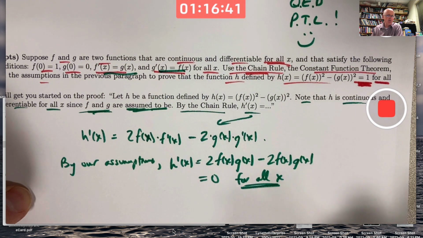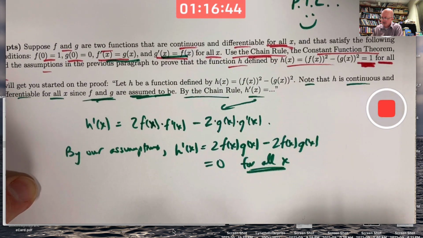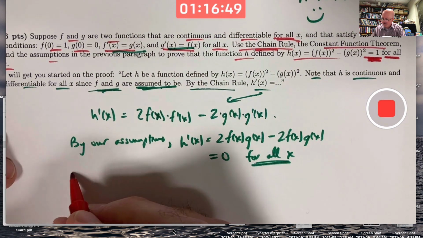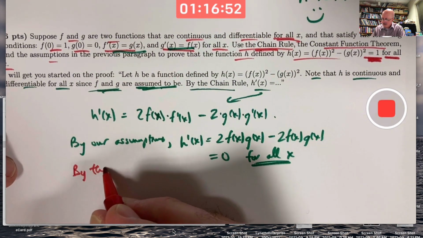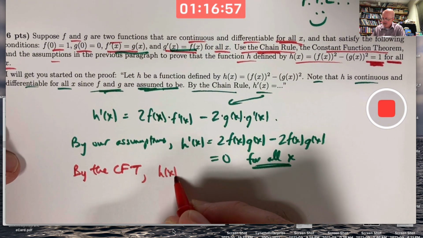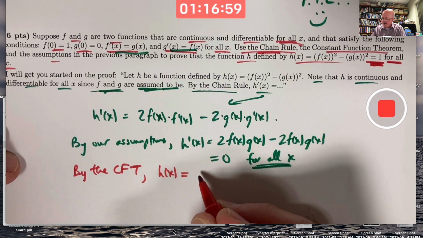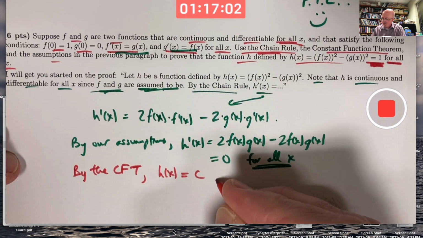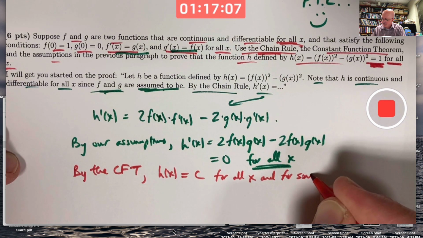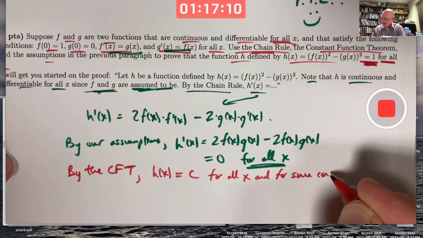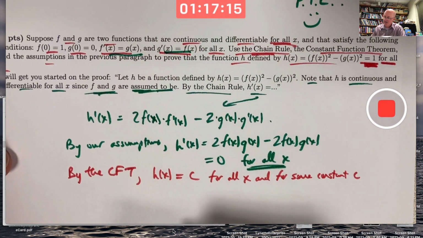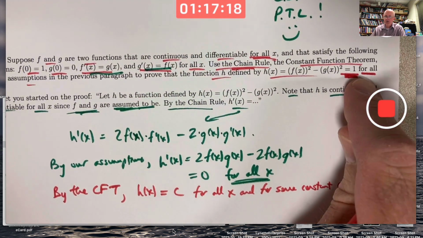h has got to be constant. Its derivative is always 0 over the entire real number line. That's the constant function theorem. It would imply by the constant function theorem, CFT, h of x is always constant. It equals c for all x and for some constant c. If you only use the constant function theorem, you can't say what c is. But we're trying to prove ultimately that c is 1.